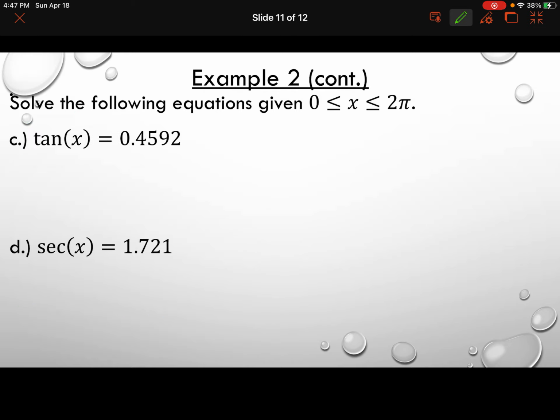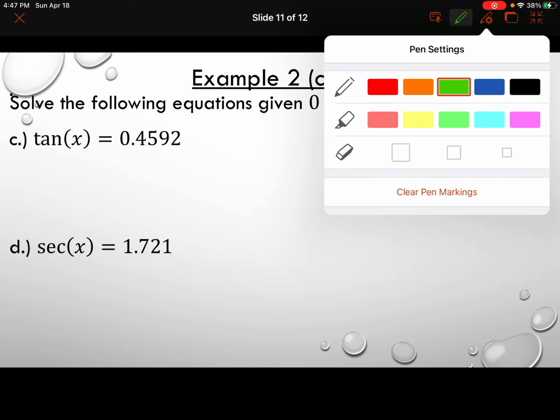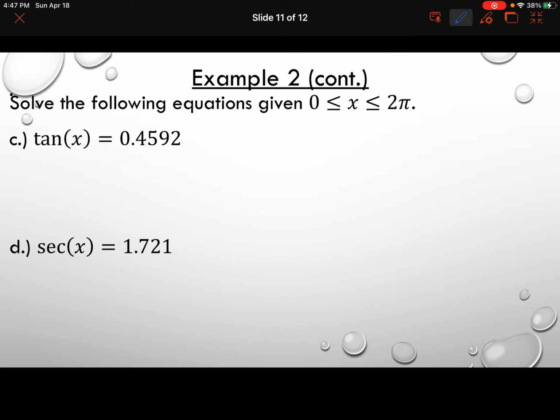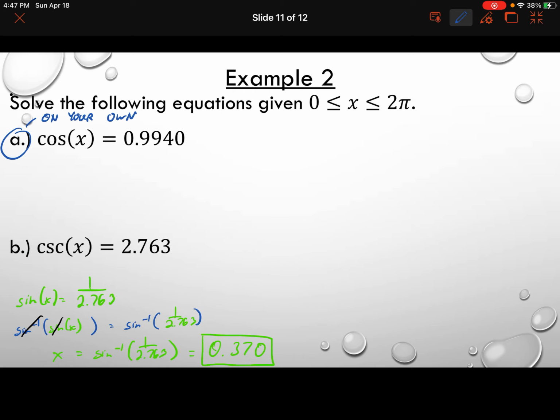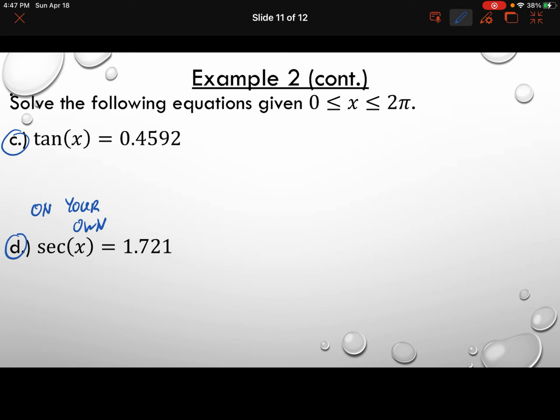All right, C you can also do on your own, because it's just tangent, so you would just use inverse tangent. And D as well. So A, C, and D you can just do on your own. There isn't really much else to say about it. A, you just have to use inverse cosine. For C, you just have to use inverse tangent. And then for D, you would use a similar trick that you used for part B, except this time, since it's secant, it would be cosine, not sine.